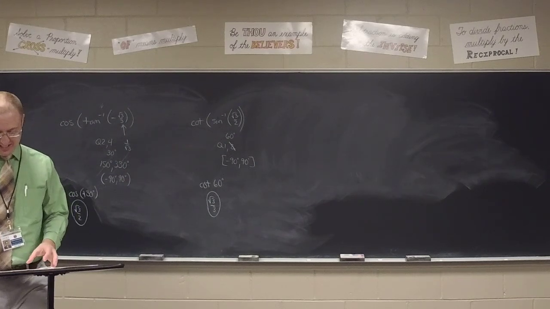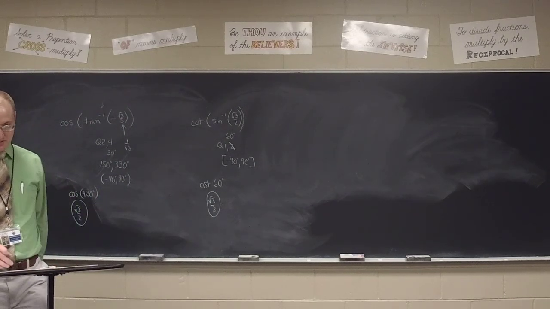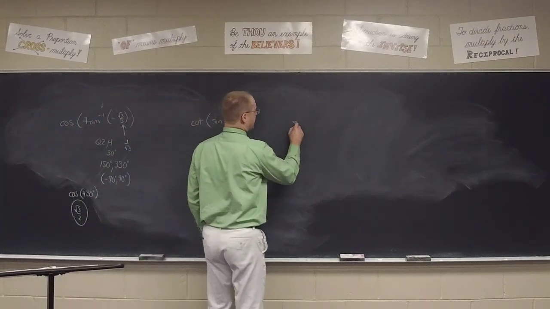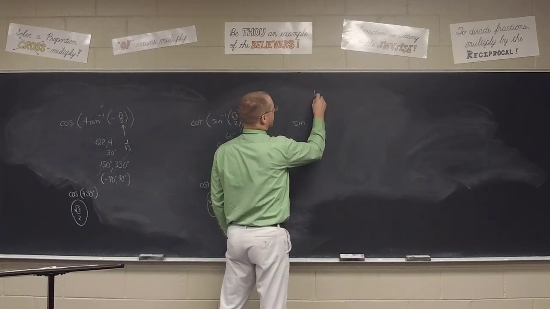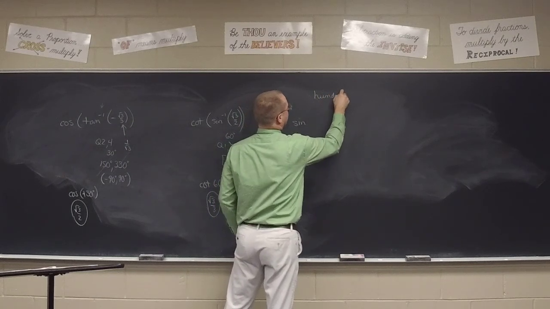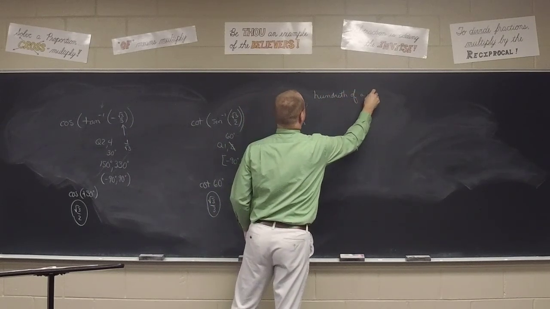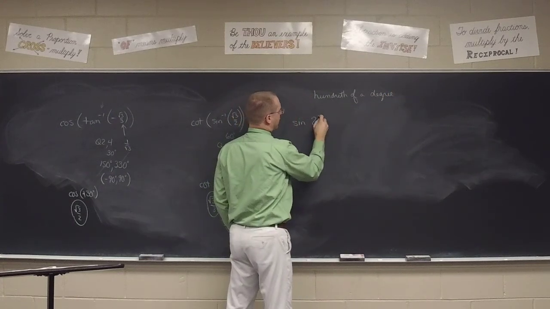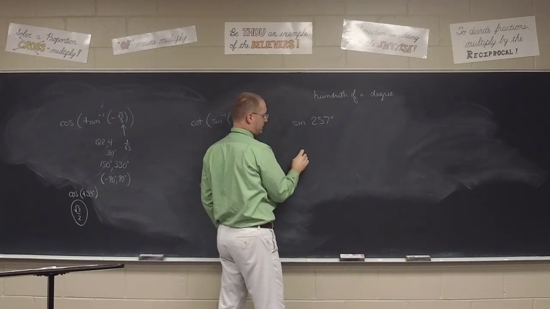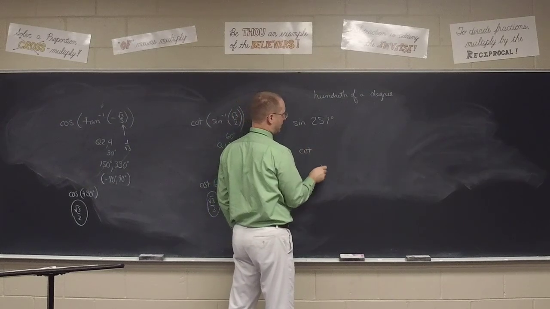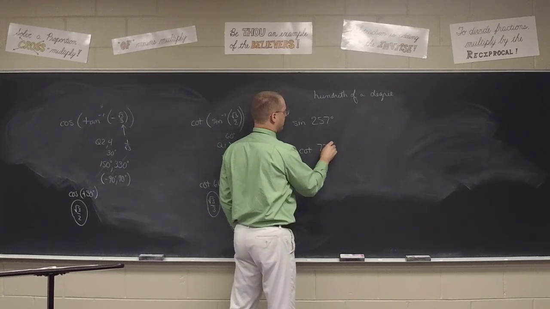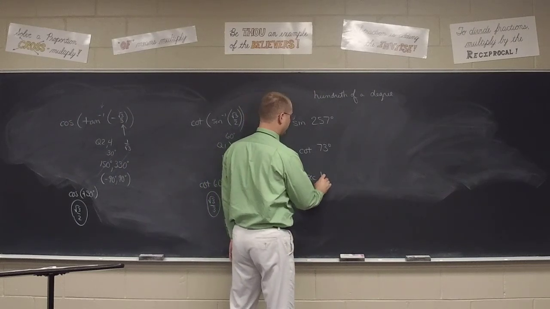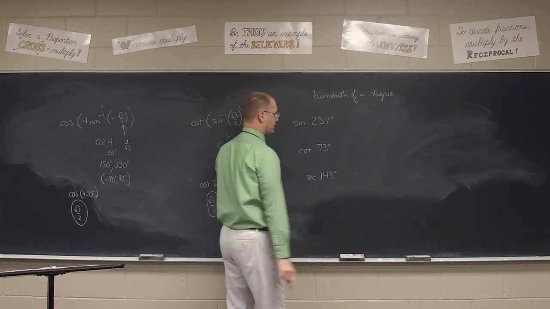So at your seats, I want you to find the sine, let's do the nearest hundredth. Let's find the sine of 257 degrees. Let's find the cotangent of 73 degrees and the secant of 148 degrees.